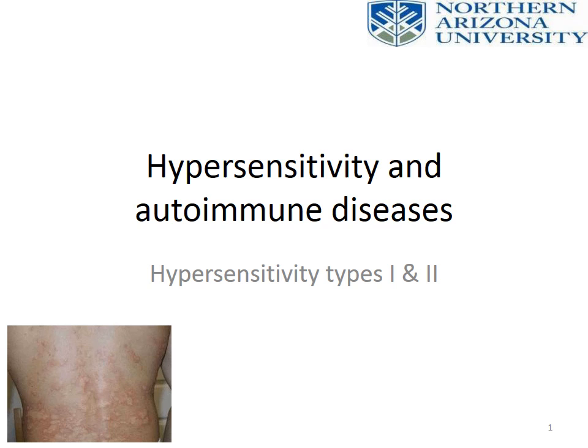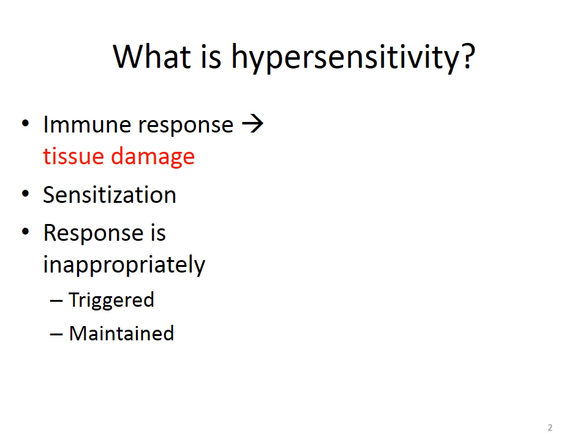In this lecture, we're going to cover hypersensitivity and autoimmune diseases. We're going to first kick off by walking through the 4 different types, but then we'll focus specifically on type 1 and type 2. Pay attention to this image in the lower left right here. This is an example of hives and a nice indicator of a type 1 type of hypersensitivity. So we'll take a look at that a little bit more in detail here in a moment.